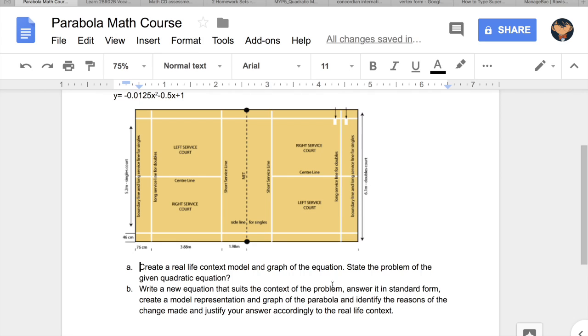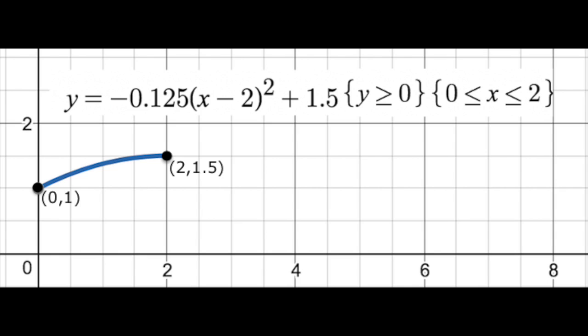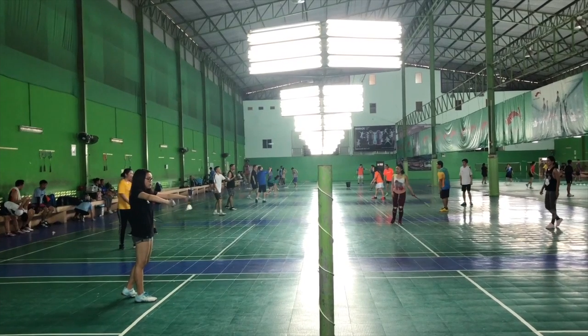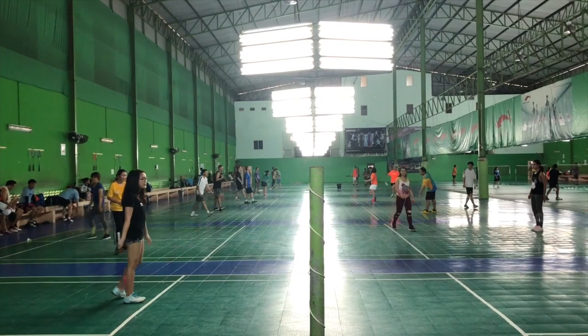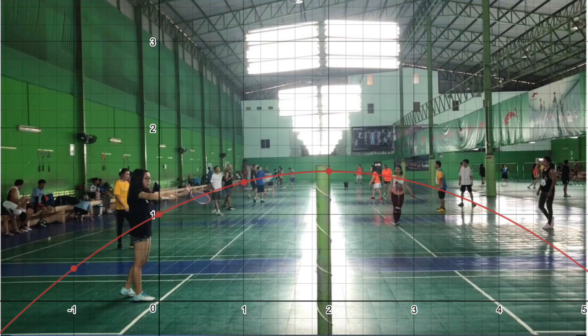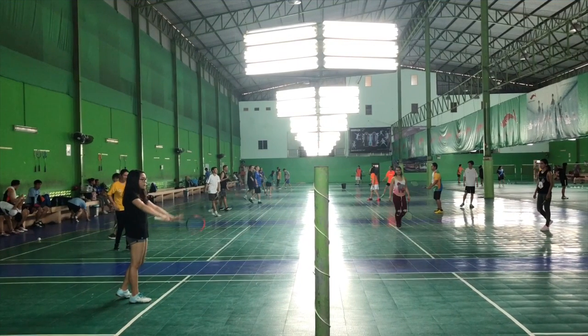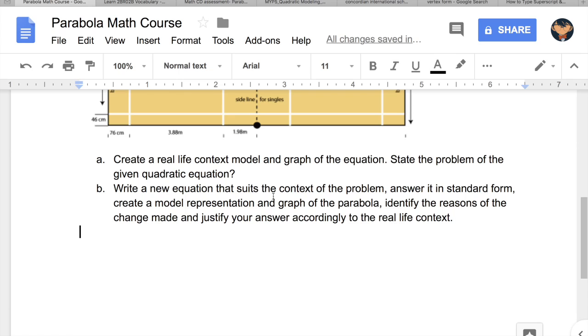So the first question is, create a real-life context model and graph of the equation. State the problem of the given quadratic equation. I convert the standard form to vertex form to graph. The problem with this quadratic equation is that when converted to vertex form, it can be seen that the maximum value of the equation is 1.5, which indicates that the shuttlecock will not pass the net since the height of the net is 1.524.